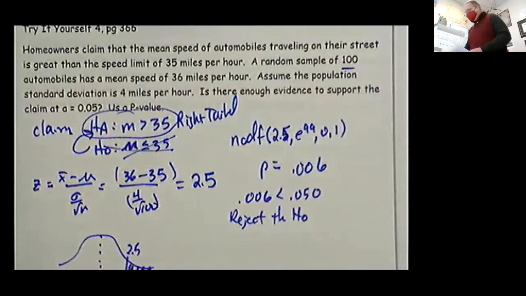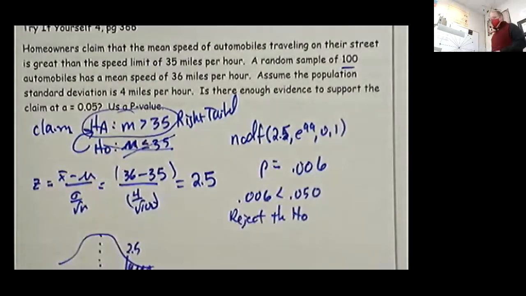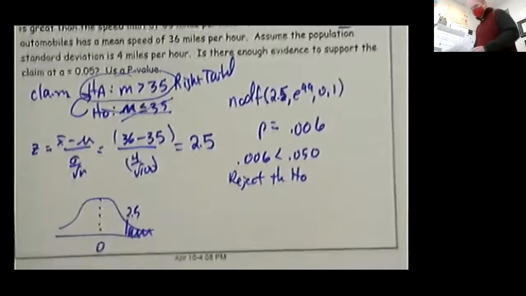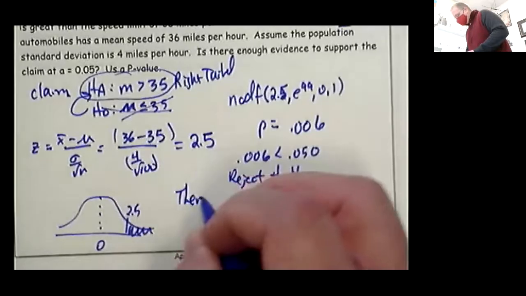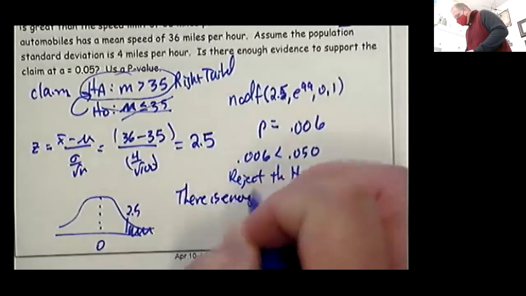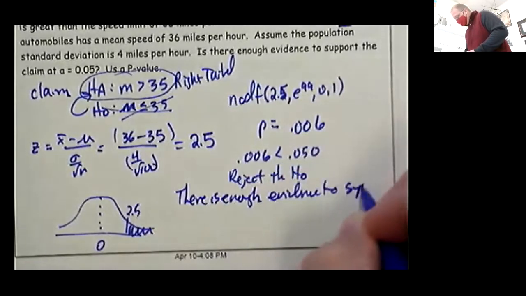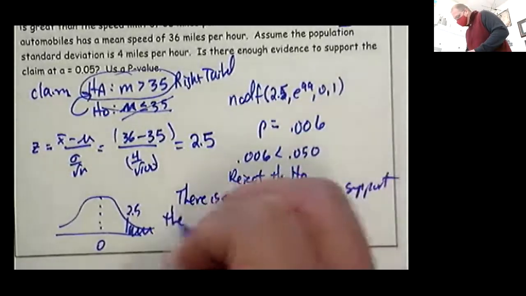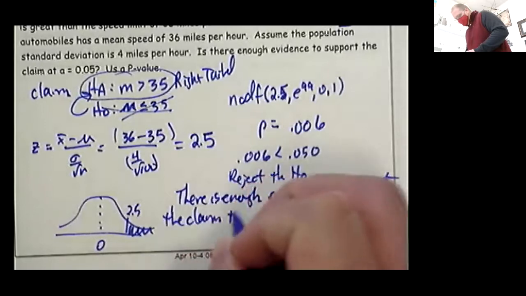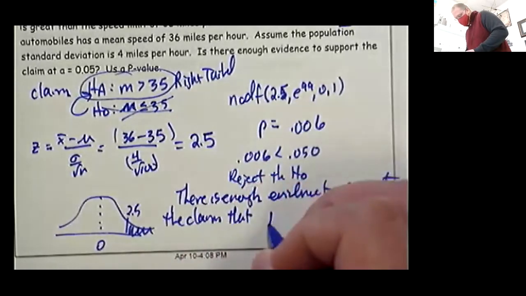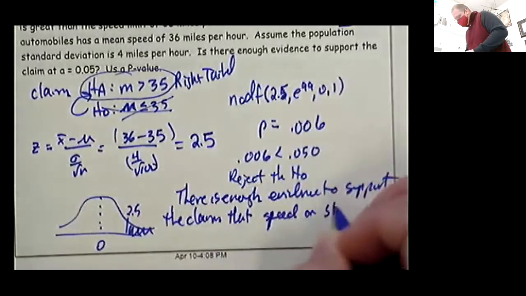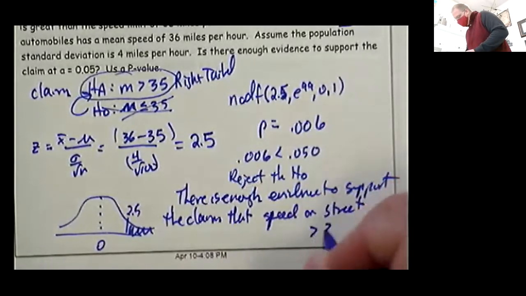And so forth, because again, our claim is the alternative, we're going to use the word support in our answer. And so there is enough evidence to support the claim that speeds on the street were greater than 35 miles per hour.